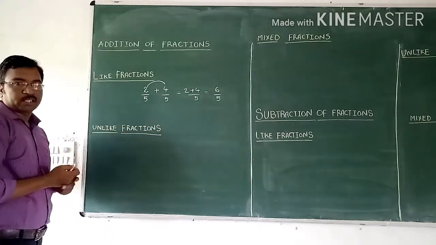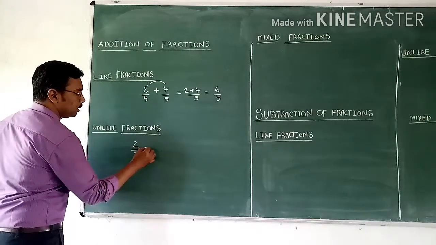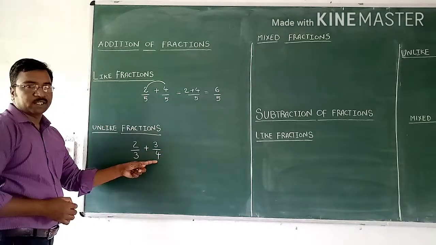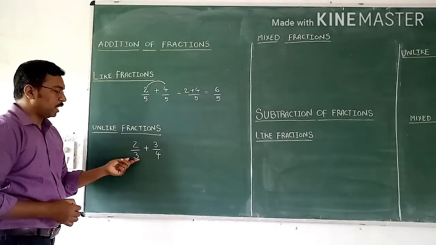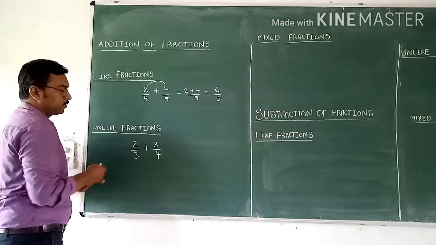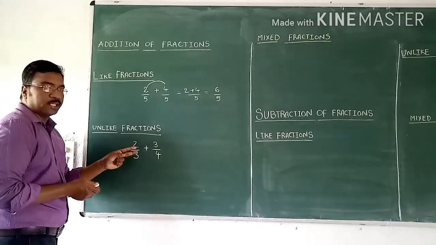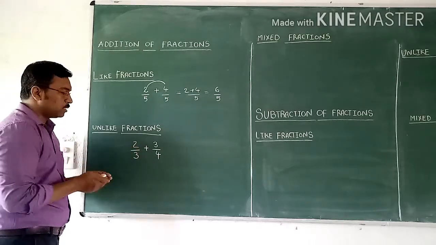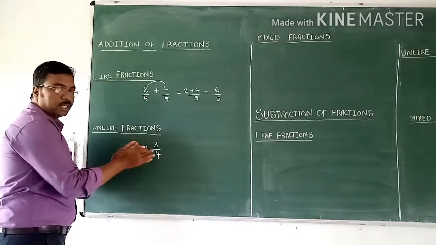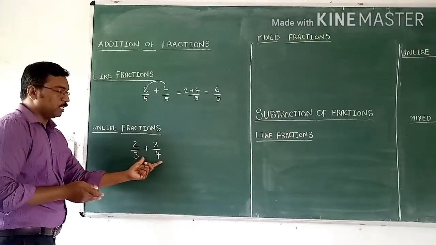Addition of unlike fractions. See here, I am taking 2 by 3 plus 3 by 4. These two are unlike fractions. Why? Because they are having different denominators. So how do we add these unlike fractions? In this unlike fractions addition, we can do two methods. One is by converting these unlike fractions into like fractions. In the other way, we can take the LCM of the denominators.